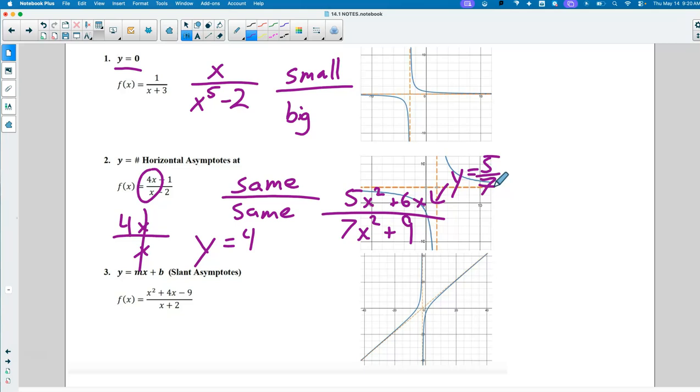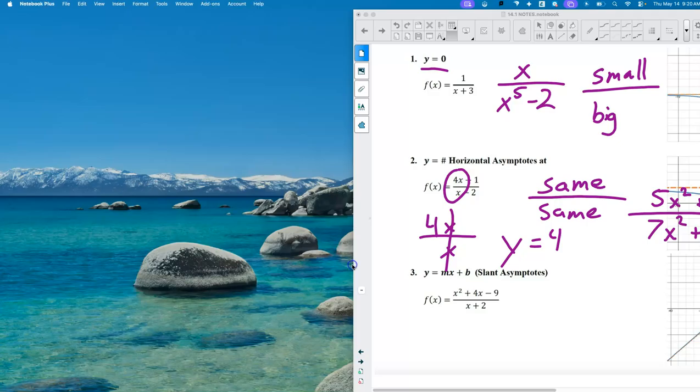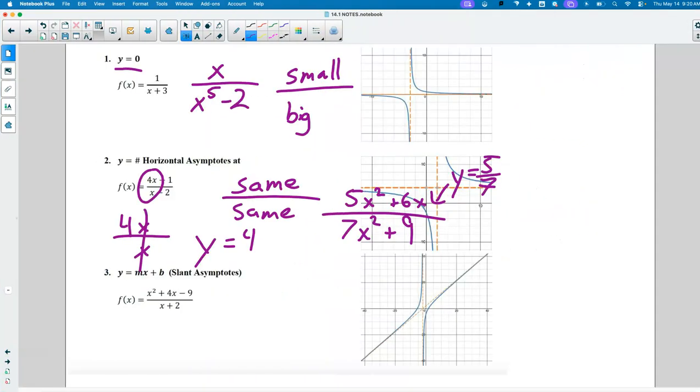Now the last one, slant asymptote. Oh my goodness gracious. Reagan, go in. Nothing makes you feel more like a boomer when technology doesn't work. There we go.